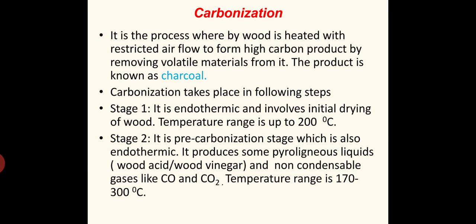During the second stage, we will obtain a liquid called pyroligneous liquid, commonly also known as wood acid or wood vinegar. It will be brown in color and liquid in form, extracted from the wood by this combustion or heating process. By heating at 170 to 300 degrees Celsius in restricted airflow, along with the pyroligneous liquid, non-condensable gases, which cannot be condensed, CO and CO2, are also liberated during this stage. So in this stage, we are getting one fuel, the pyroligneous liquid, which can be directly used as fuel.